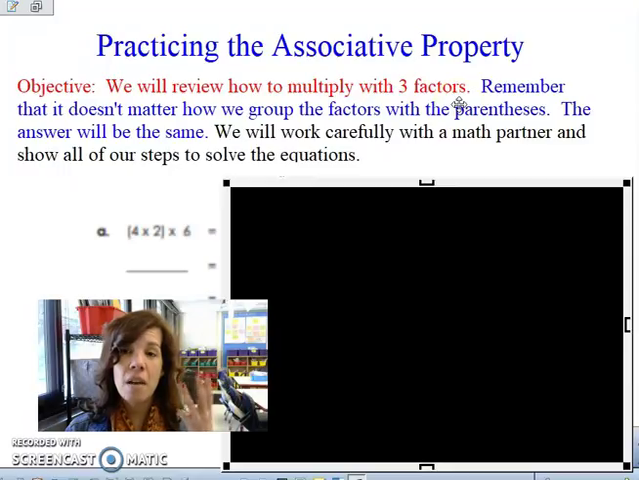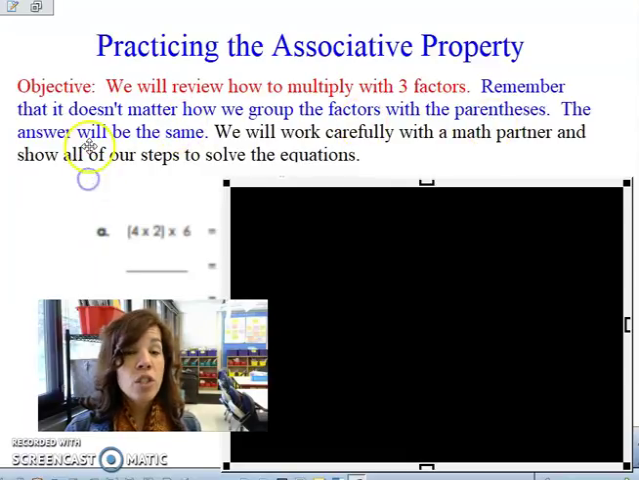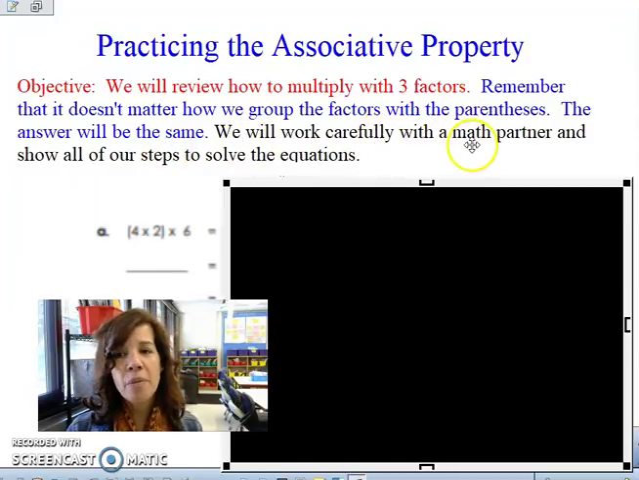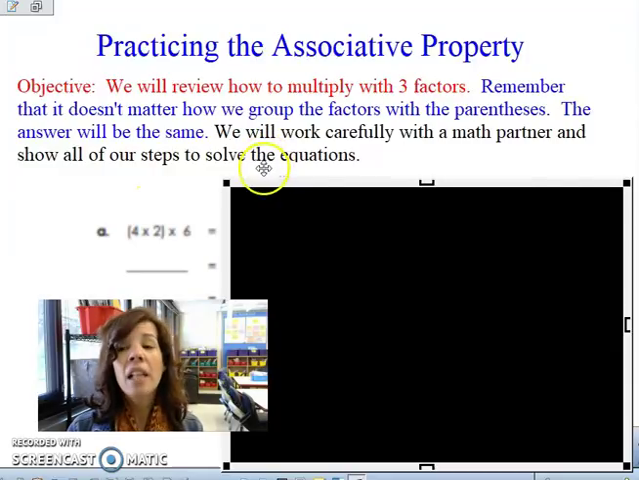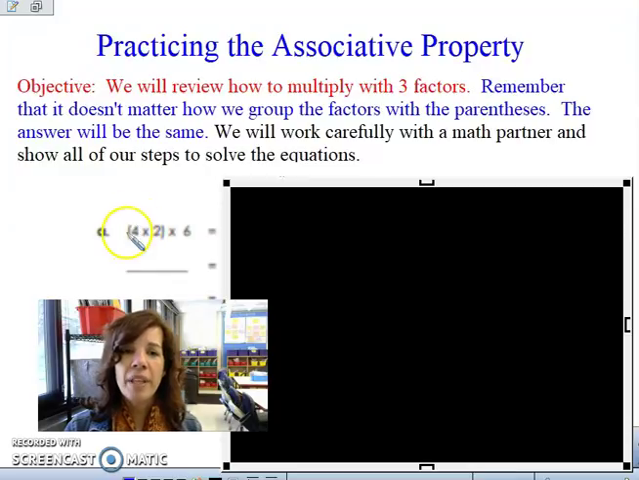We had three numbers. Remember that it does not matter how we group the factors with the parentheses. The answer will be the same. We will work carefully with the math partner and show all of our steps to solve the equation. Let's do one together. Here we have the parentheses between 4 and 2. That could be one way we can do it.